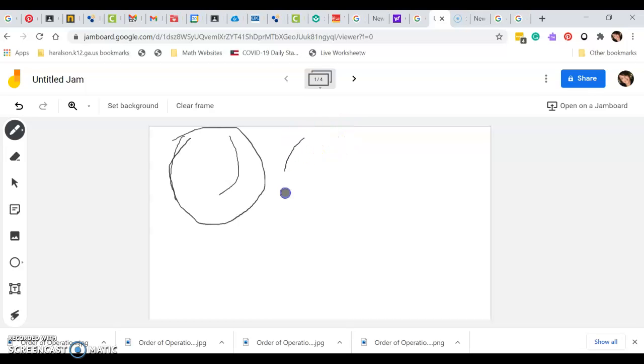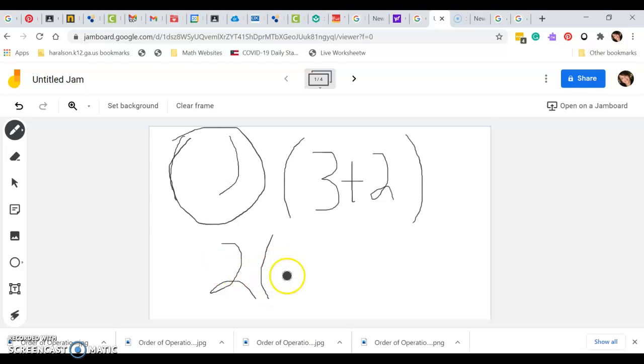So if I put something in parentheses, say if I put 3 plus 2 in parentheses, that means that action goes together. And I'm going to do what's in parentheses first when I do my order of operations. So a parentheses is a grouping symbol. Remember, if I put a number outside a parentheses, I'm going to multiply everything inside the parentheses by whatever's on the outside of the parentheses.